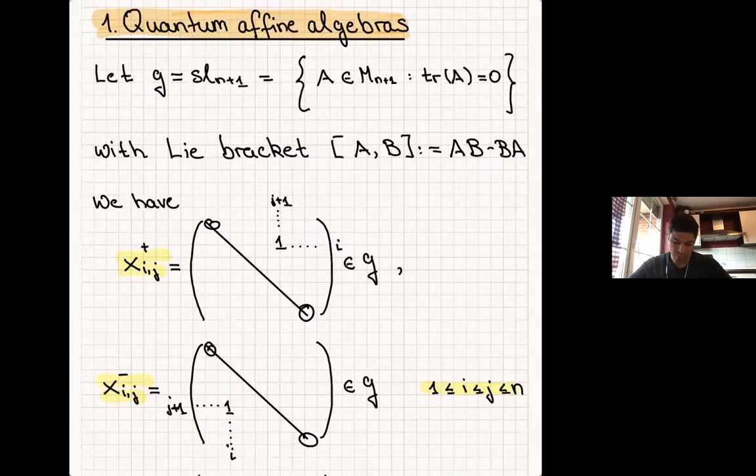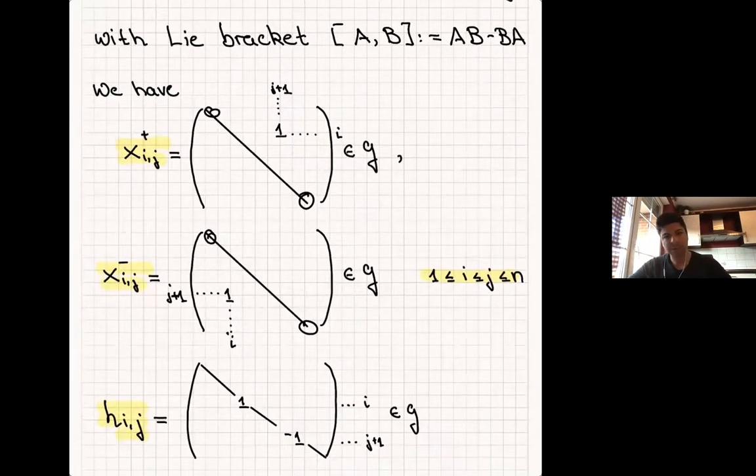Also, you have certain diagonal matrices in SL_{n+1}, H_{ij}, for which you have a 1 at position (i,i) and a minus 1 at position (j+1,j+1). If you sum up over the diagonal, again the trace is 0, so this is a matrix in SL_{n+1}.